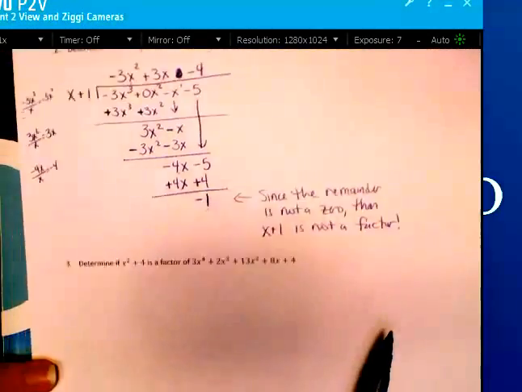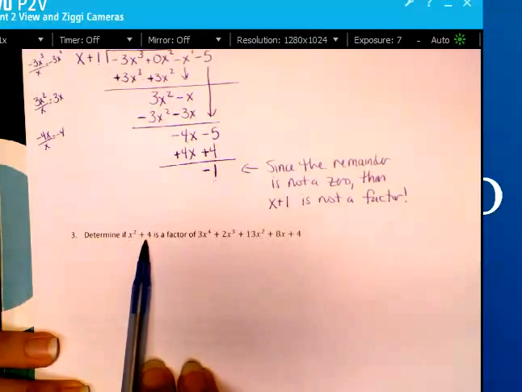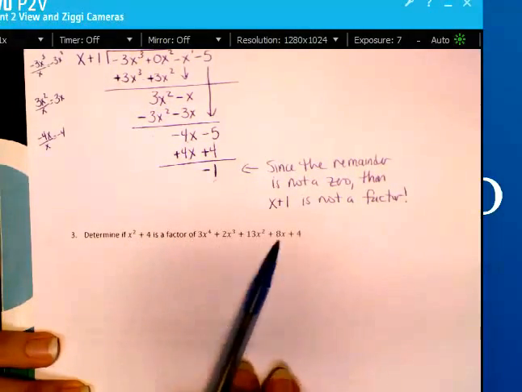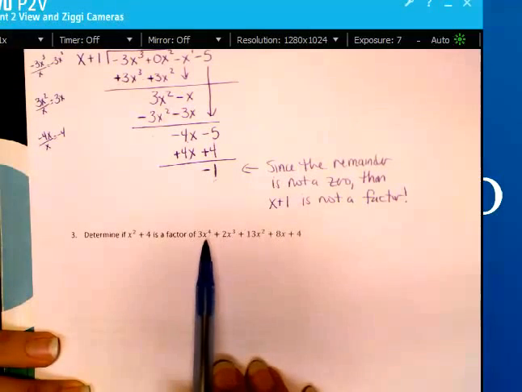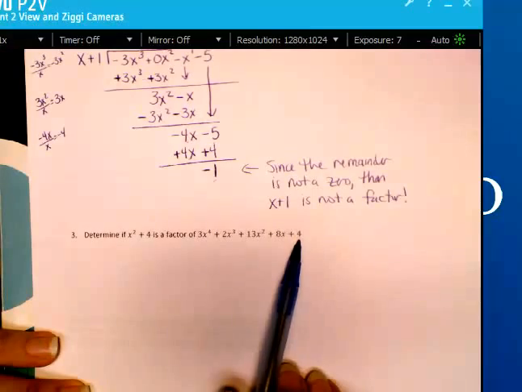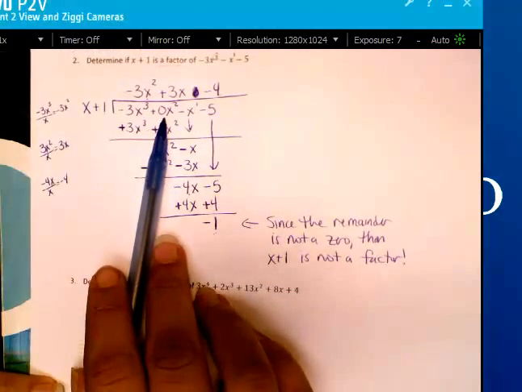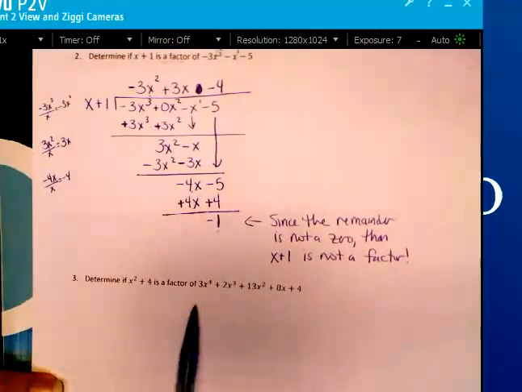Okay, let's go ahead and do this example here. So we've got x squared plus 4. Again, we want to determine if this is a factor of this polynomial. Notice that our power is reduced down by 1. So we've got 4, 3, 2, 1, and then our constant. So we don't need a placeholder like we did up here, because we were missing that x squared.